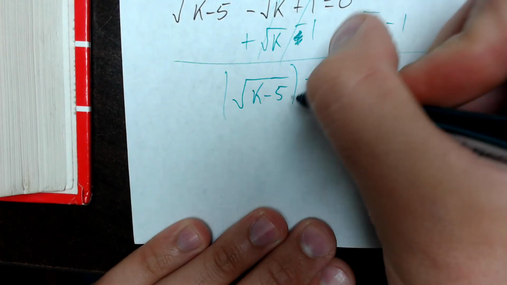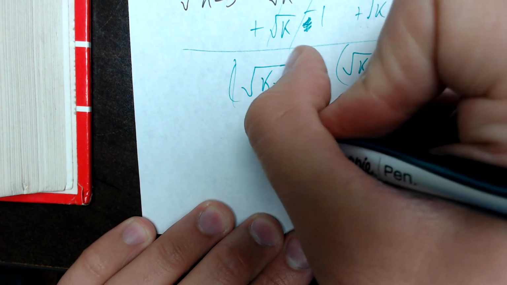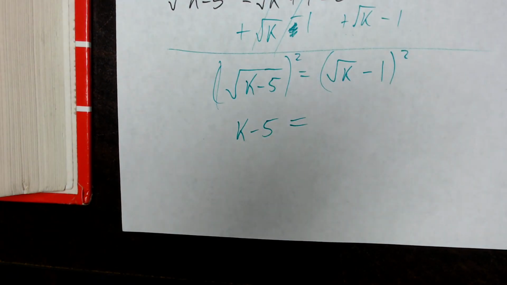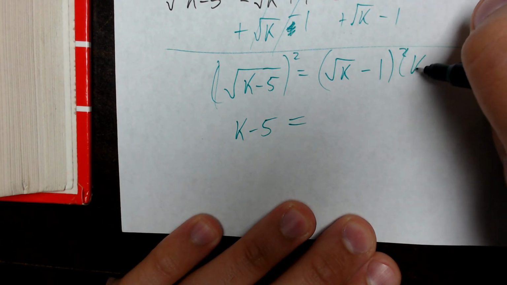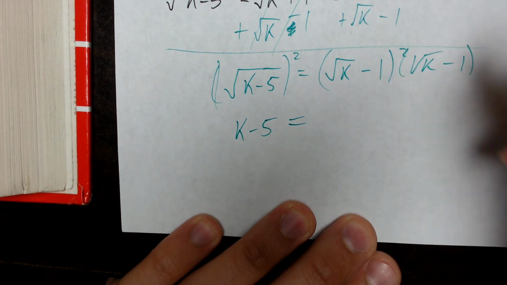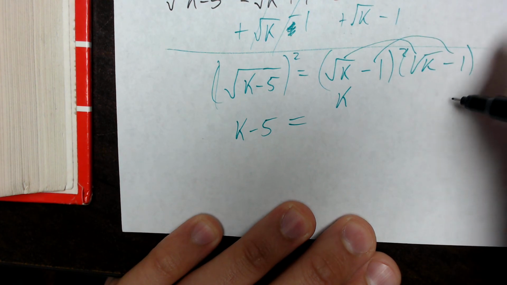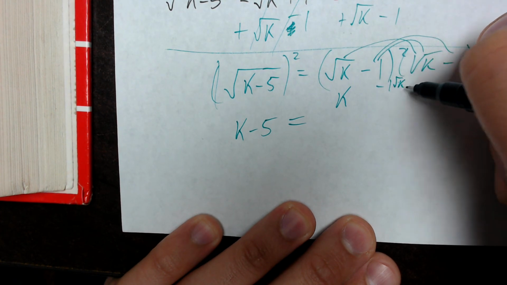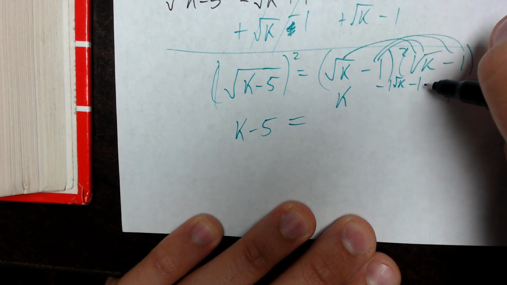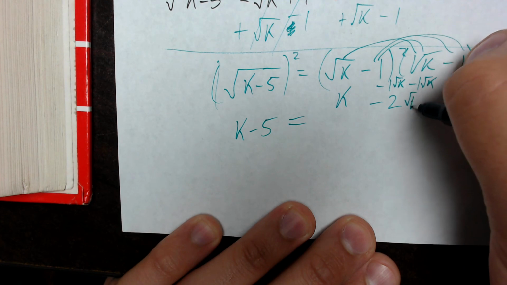And then we're going to go ahead and square both sides of our equation. The left side, again, is pretty simple. We're just going to get k minus 5, eliminating the radical. The right side, we have to FOIL. So we'll go ahead and write this again, and then start multiplying. Square root of k times square root of k is just going to give me k. Negative 1 times negative 1 gives me positive 1. Then negative 1 times root k gives me negative 1 root k, and k times negative 1 gives me negative 1 root k. I add these two like terms to get negative 2 root k.